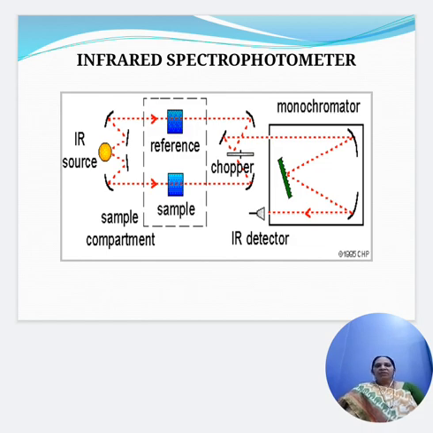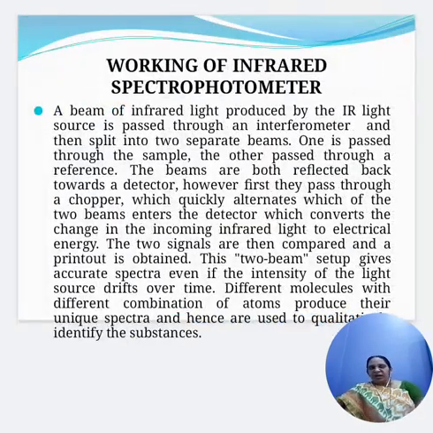So the working of the infrared spectrophotometer. A beam of infrared radiation is produced by the IR light source and passed through an interferometer, and then it is split into two separate beams. One is passed through the sample and the other one is passed through a reference.